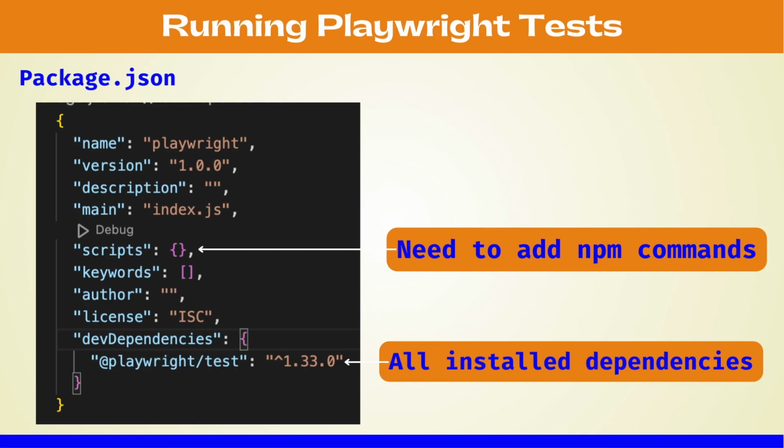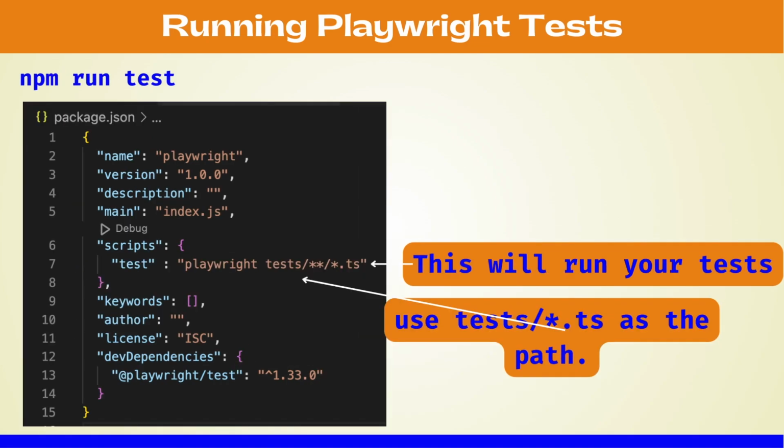The package.json file is the main file that holds the information about the project when it comes to Node. Here you can see Playwright as a dependent library. We need to update the scripts section also, and that is the place where we write commands to execute our tests.